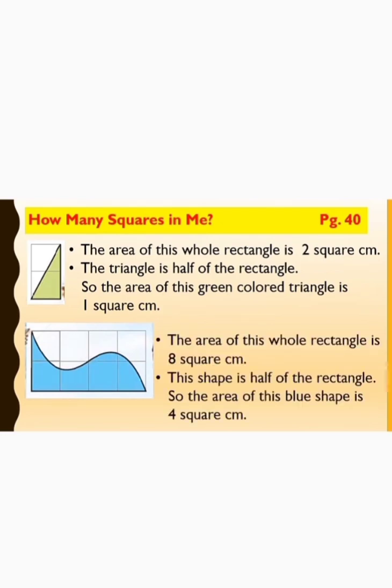In the second figure, the given rectangle consists of 8 squares. Children, you can count it. So the area of the whole rectangle is 8 square centimeter. Okay. The shape shown divides the rectangle into two equal parts. So the area of the blue shape is half of the rectangle, that is half of 8, which is 4 square centimeter.